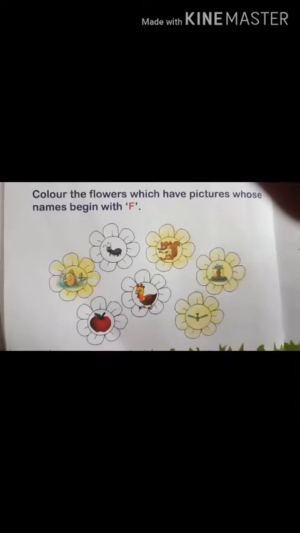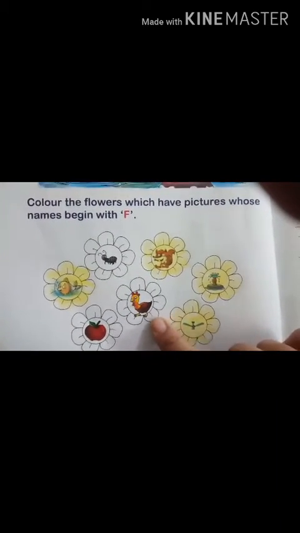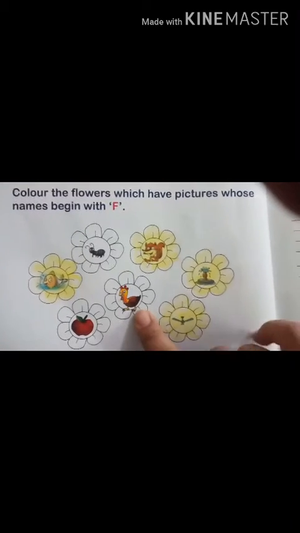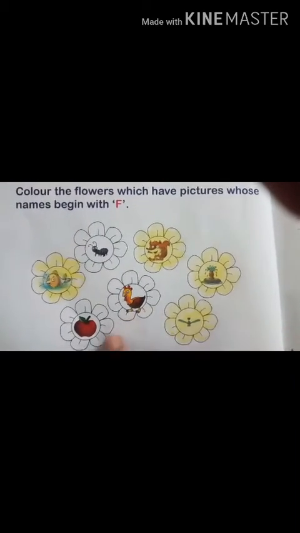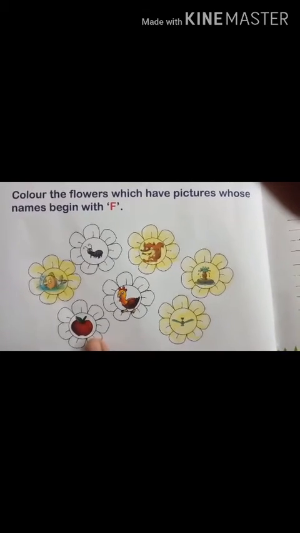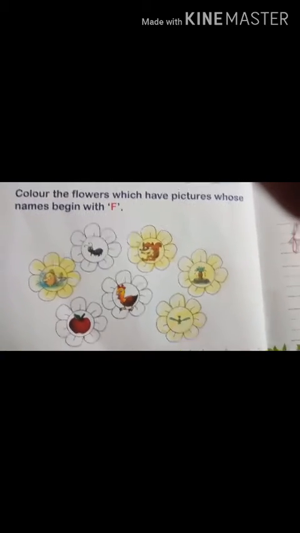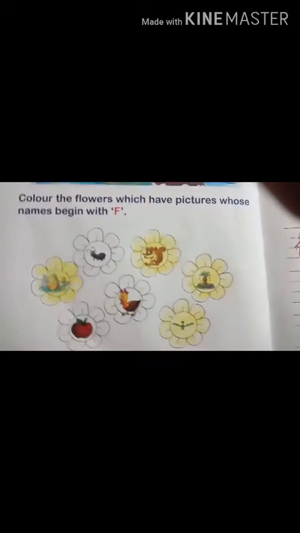Look here. This is hen, and F sound is not coming because this is hen, and this is an apple. And F sound is not coming. Okay, so we will not color these pictures.